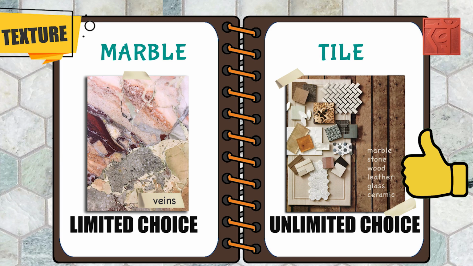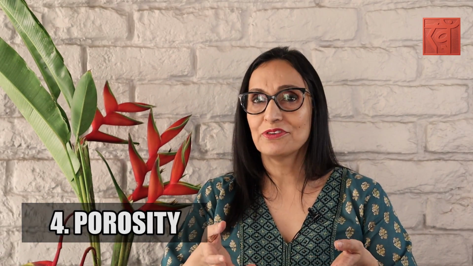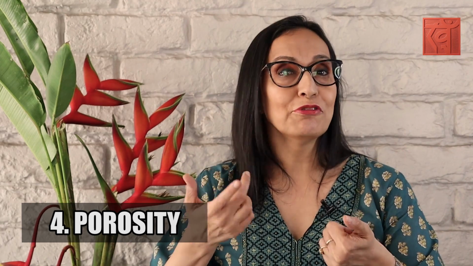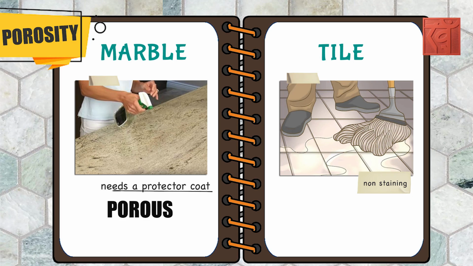Another key issue that tiles address is porosity. Marbles are porous and prone to stains. This issue can be addressed, of course, by using a protector coat over the marble, but for heavy duty areas like the kitchen where spillage is common, where we use haldi or turmeric, it's best to go ahead with the tile.